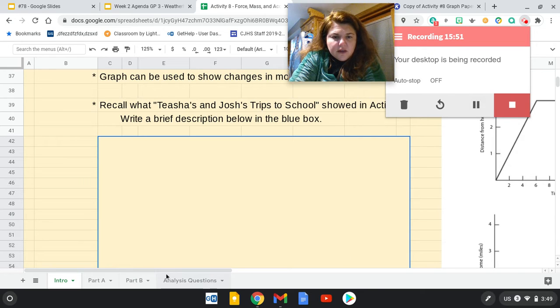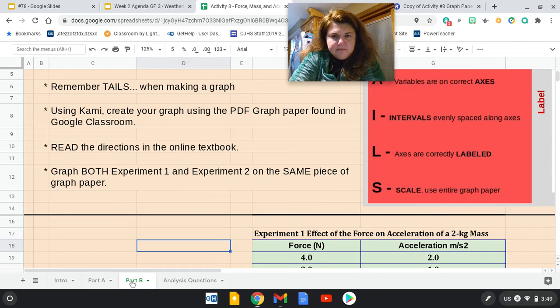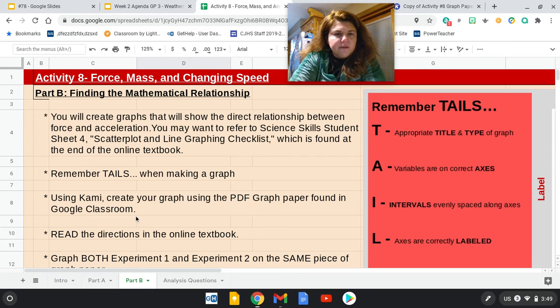Okay, let's go ahead and click on to the Part B tab. We're going to skip over doing Part A right now, and we're just going to focus on Part B. And that's totally fine. We don't have to do these in order. But what we're going to do is find the mathematical relationship. So basically, we are going to create a graph that shows the direct relationship between force and acceleration.